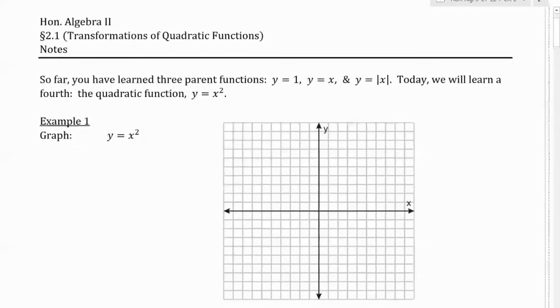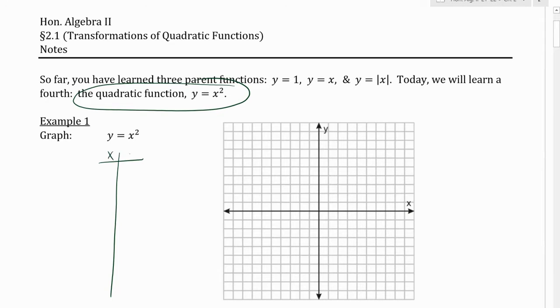Okay, section 2-1. So last chapter we discussed 3 different parent functions: the constant, the linear, and what was the other one? Absolute value. All right, we're gonna learn a 4th one today, and they're called quadratics. So the parent function for the quadratic functions is y equals x squared. And just like any other time, when you don't know what a graph is going to look like, make a t-chart.